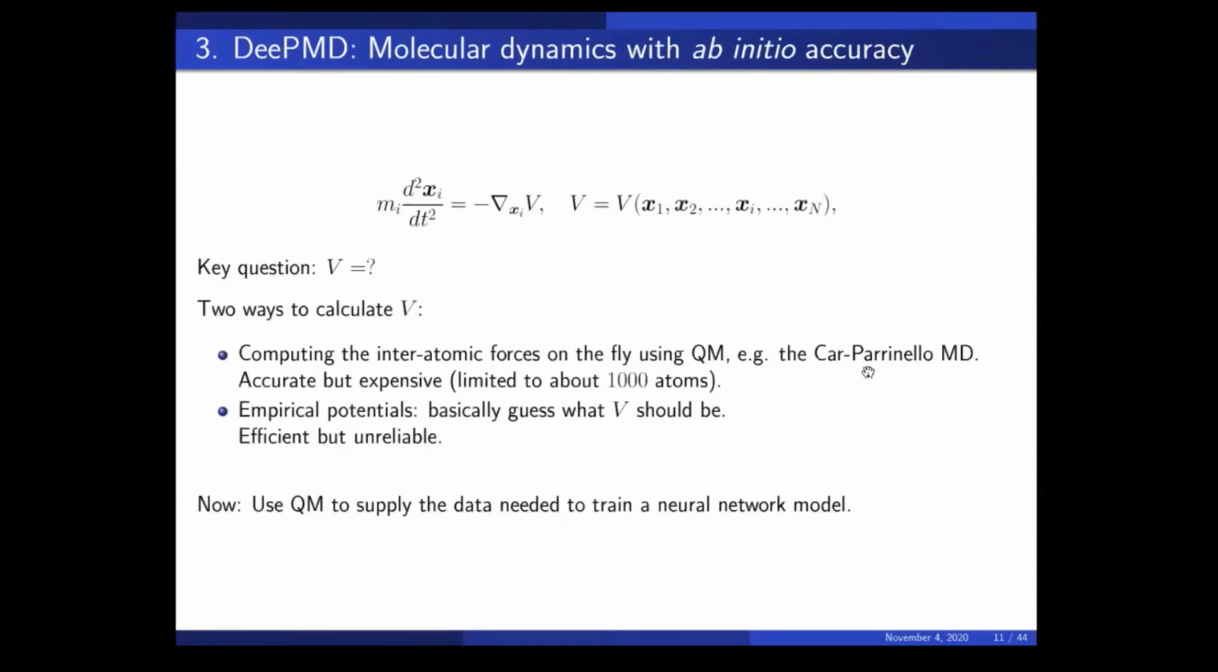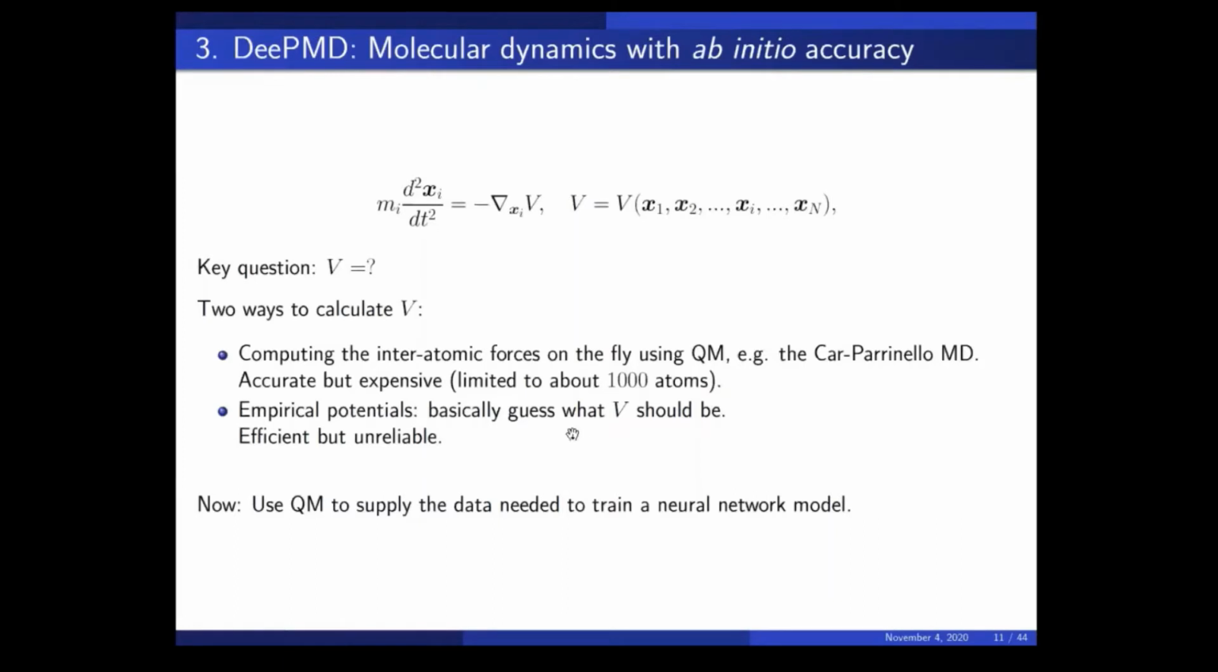Italian-born computational physicists. This Car-Parrinello molecular dynamics has made a huge impact in molecular dynamics because it made molecular dynamics really trustworthy. Because this is the first time where molecular dynamics is accurate. Okay, so this is accurate, but it's also expensive. It's limited to about 1,000 atoms, even with very high performance computers.